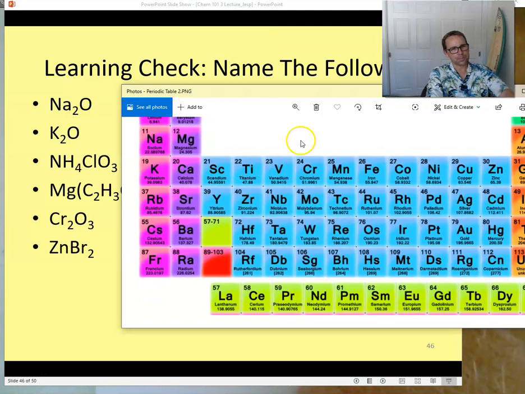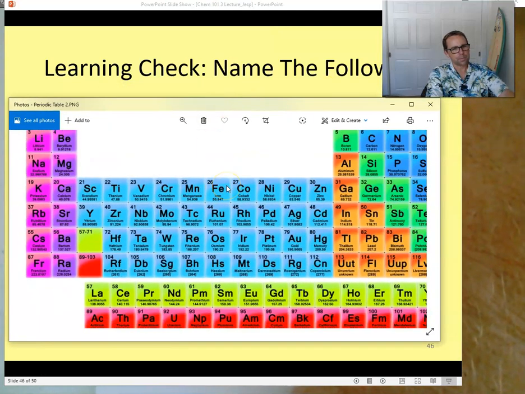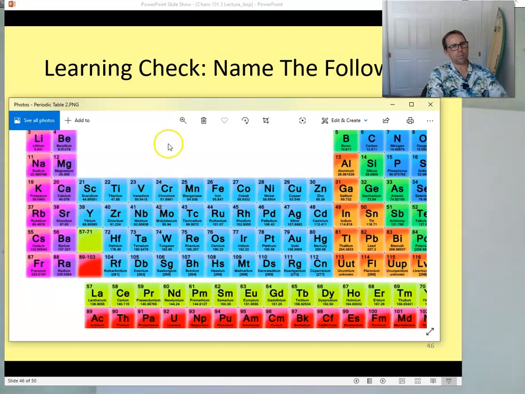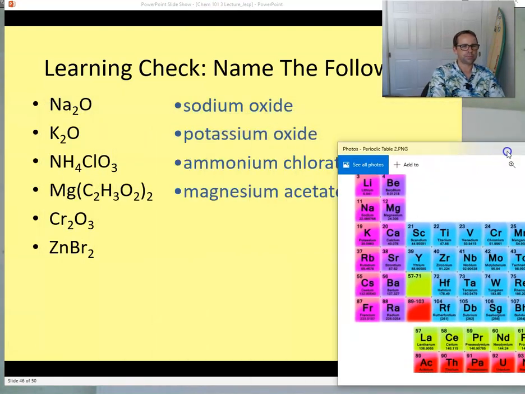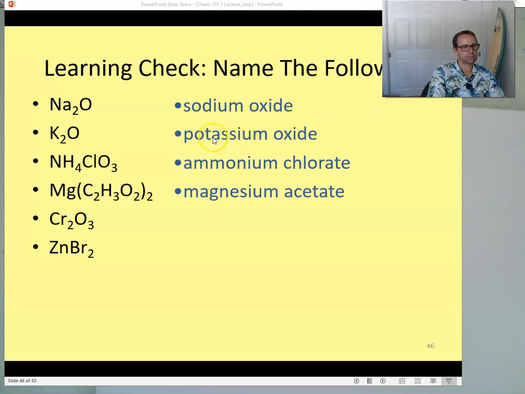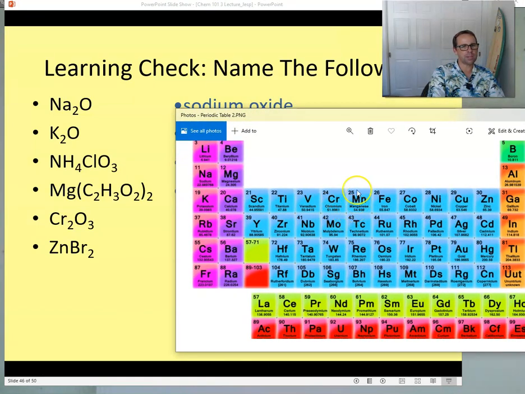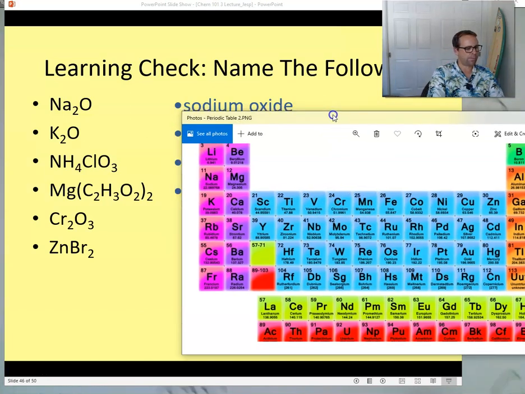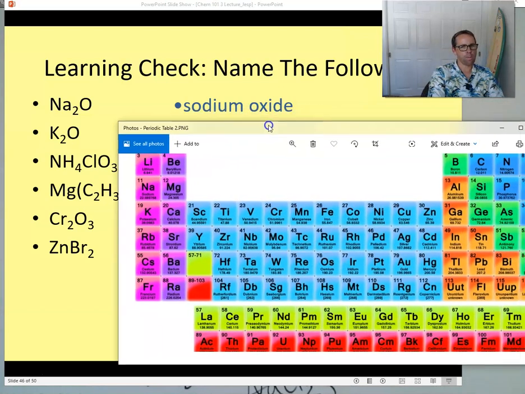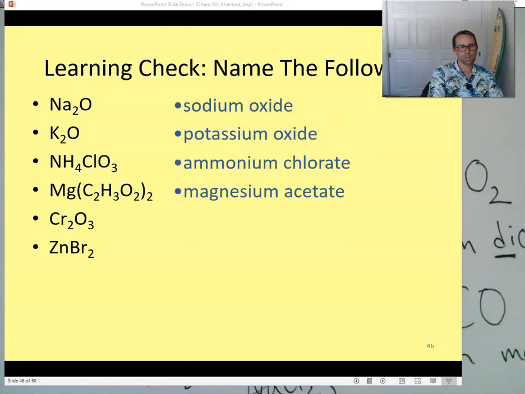Cr2O3. Chromium. And oxygen. Chromium oxide. Now that's very close, but there's something else missing. Chromium 3 oxide. Very good.